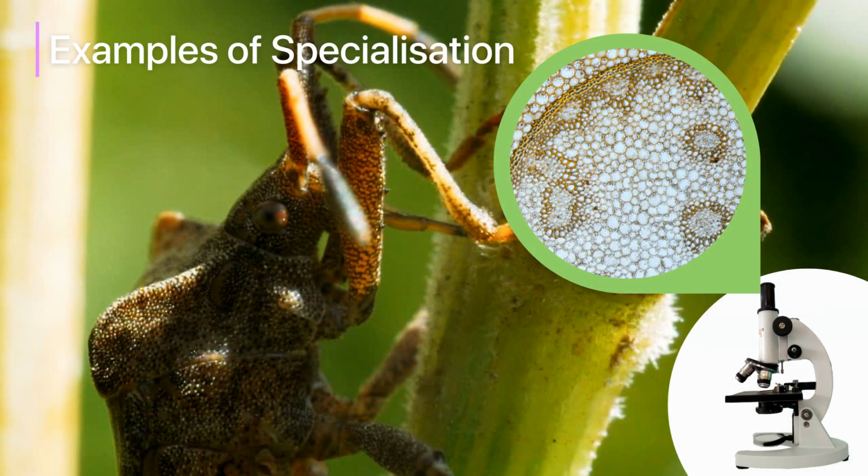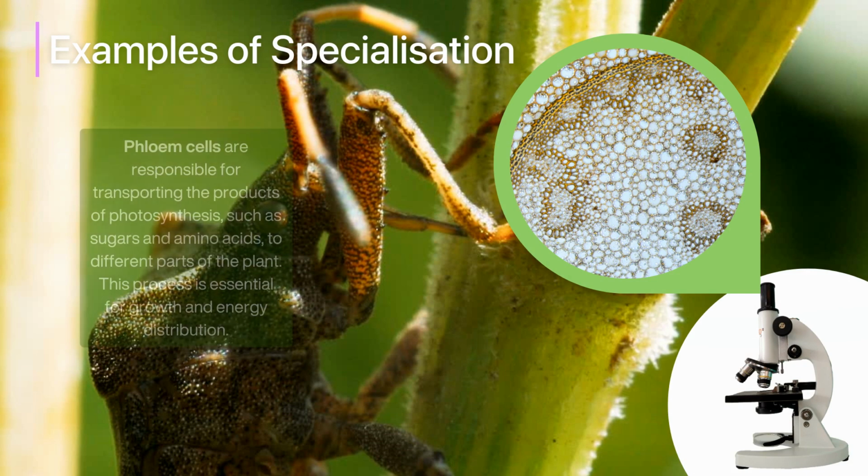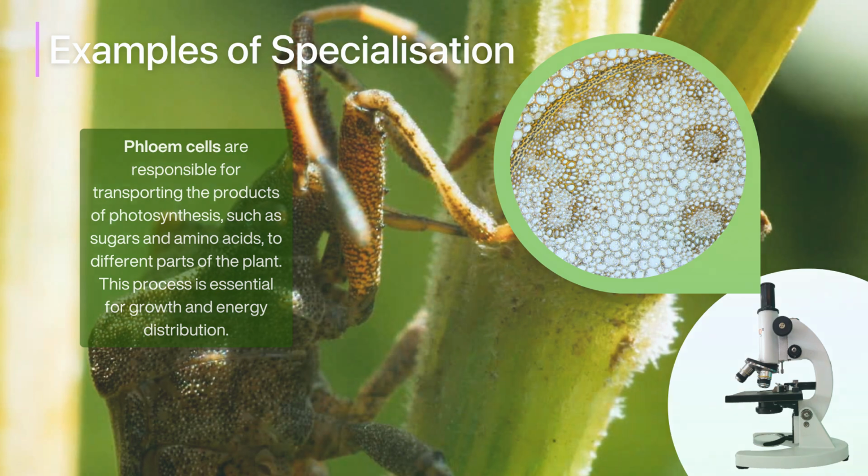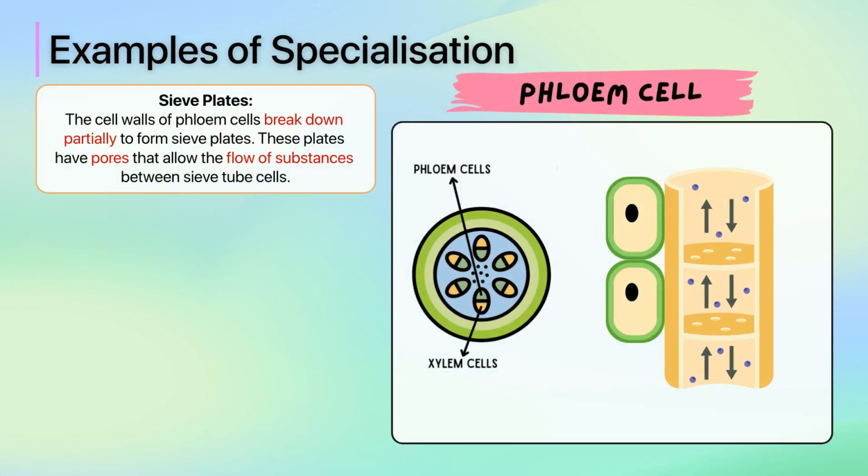Now, let's learn about a third and final example of a specialized plant cell. Phloem cells are responsible for transporting the products of photosynthesis, such as sugars and amino acids, to different parts of the plant. This process is essential for growth and energy distribution. As with the previous examples, phloem cells have special adaptations to help them perform this function. The cell walls of phloem cells break down partially to form sieve plates. These plates have pores that allow the flow of substances between sieve tube cells.